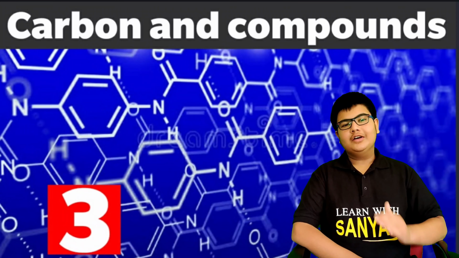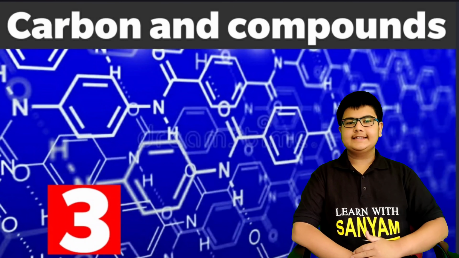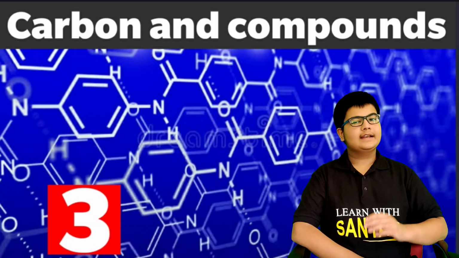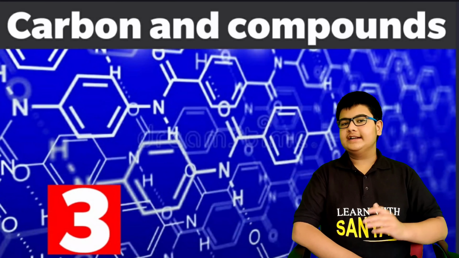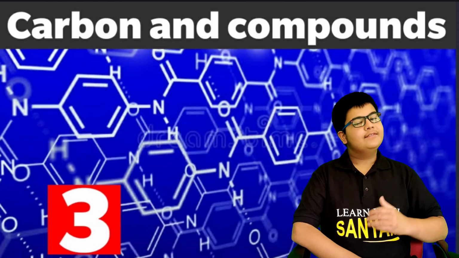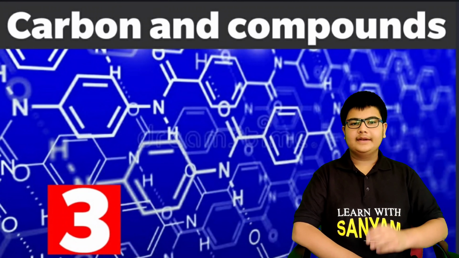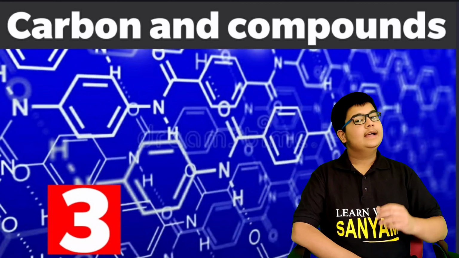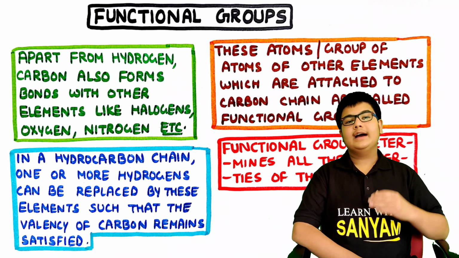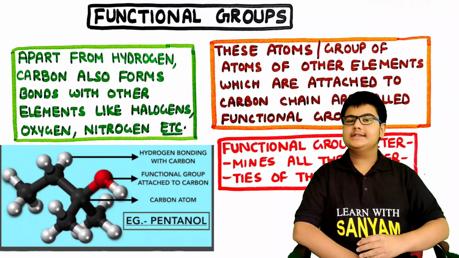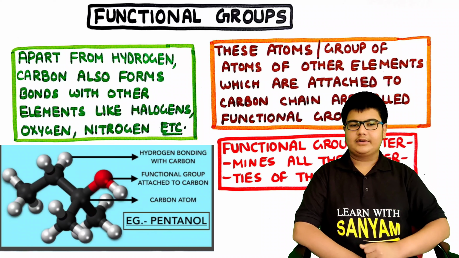Welcome back to the third lecture on Class 10 Science, Chapter 4, Carbon and Its Compounds. In the second lecture, we only studied hydrocarbons, which are formed by the bonding of carbon with hydrogen. But apart from hydrogen, carbon also forms bonds with other elements like halogens, oxygen, nitrogen, sulfur, etc.